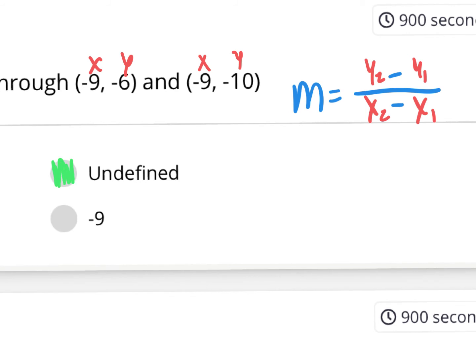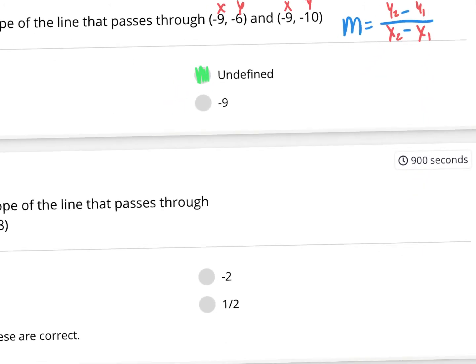Again, if you don't remember that, just type it into a calculator. Whatever number you get up here, divided by 0, it's going to say error. You should automatically know, oh, that's undefined. You can't find that slope. It's so steep you can't define it.